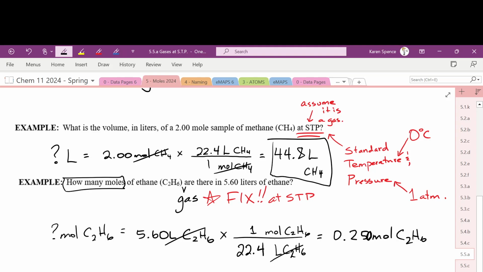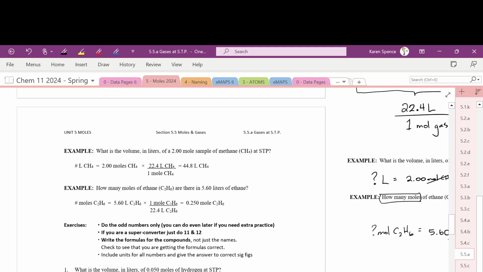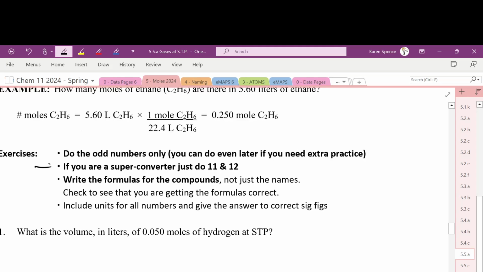Okay, so in this one, I'm not going to give you time to practice right now because this is just too easy. It says, do the odd numbers only. If you are a super converter, you can just do 11 and 12, okay, because those are sort of more challenging. Write the formulas for the compounds, not just the names. Check to see that you're getting the formulas correct. Why am I suggesting you write the formulas? Because you don't want to forget how to write formulas, right? So this is a little review of formula writing while we're at it. Okay, so at any rate, you can do the odd numbers only on this one. If you're a super converter, just do 11 and 12. Be sure to write the formulas.